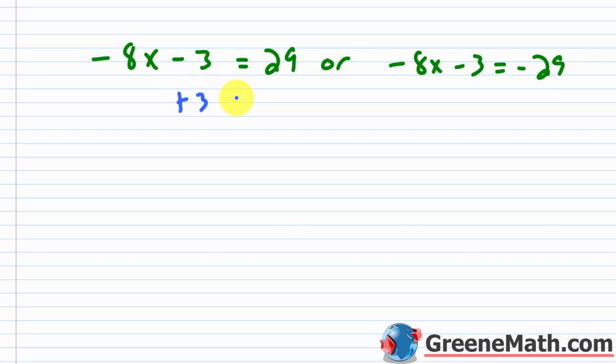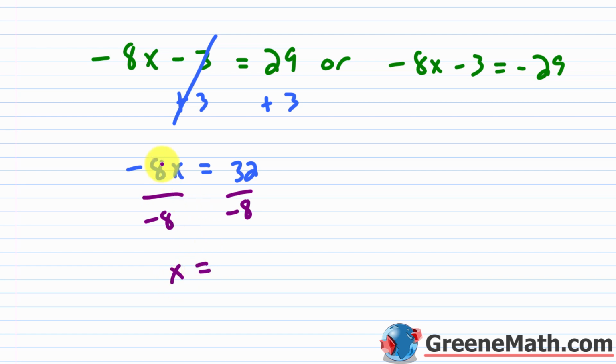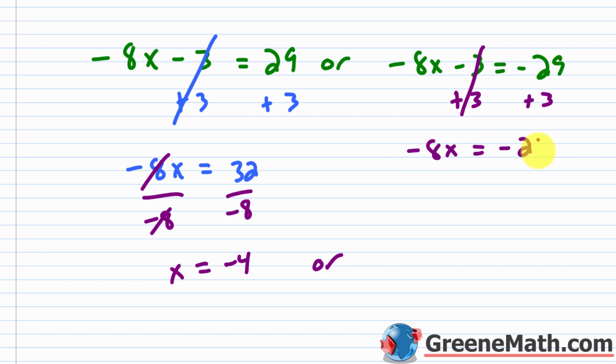So let's add 3 to both sides of the equation over here. This would cancel. I'll have negative 8x is equal to 29 plus 3 is 32. And let's divide both sides of the equation by negative 8. We'll get x is equal to, this would be 32 divided by negative 8 is negative 4. Let me put or here. Over on this side, let's add 3 to both sides of the equation. Let's cancel this. If I do negative 29 plus 3, that's negative 26. So you're going to have negative 8x is equal to negative 26.